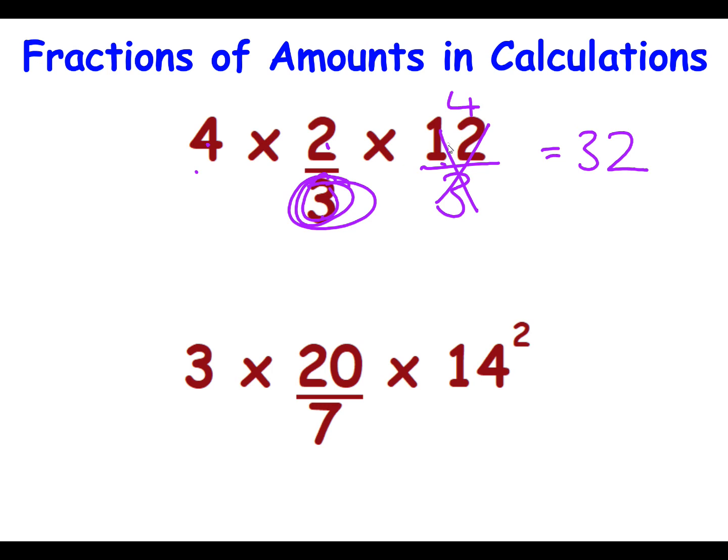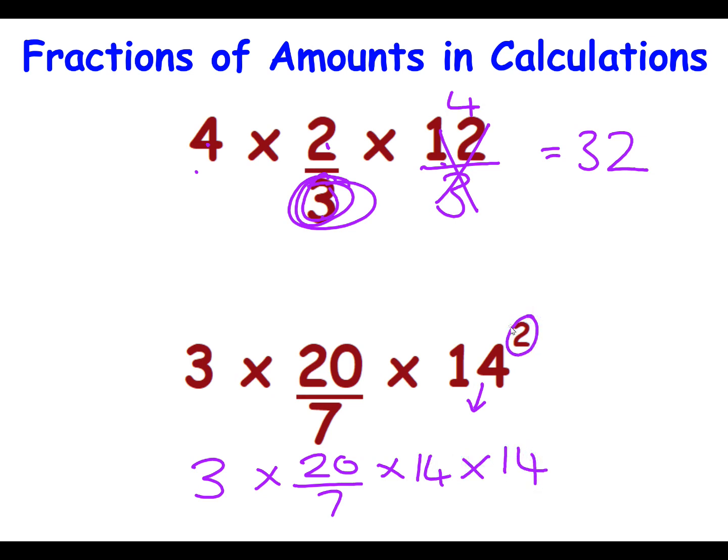So let's look at a more complicated example of this. Here we have 3 times 20 over 7 times 14 squared. Now, we know when we do BIDMAS, the 14 squared is the thing we do first. So we can say 3 times 20 over 7 times, and we can write this out in longhand: 14 times 14. That's all 14 squared means.